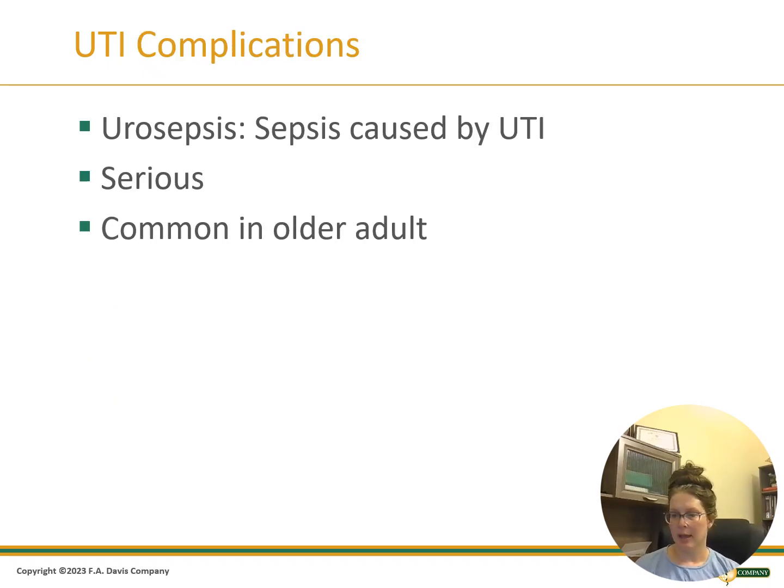So urosepsis. This is often caused by a UTI. It's more common in older adults, especially those that have indwelling catheters. It's also more common in our older adults that are diabetic or have urinary retention that does not require a catheter. But this can be a pretty serious life-threatening condition. We can have fever, hypothermia, tachycardia, tachypnea, hypotension, and altered mental status.